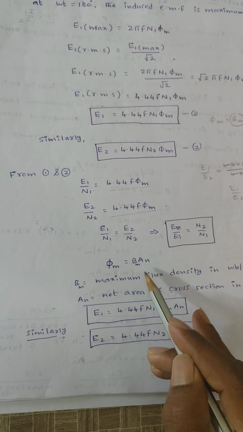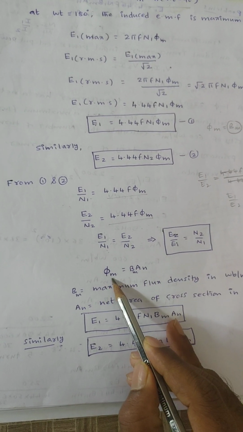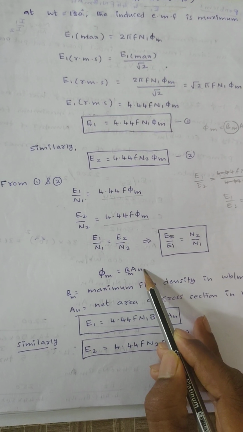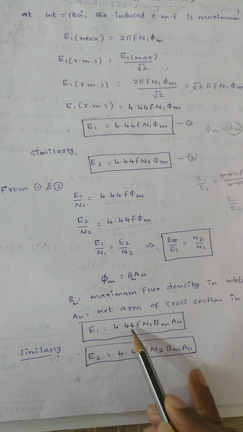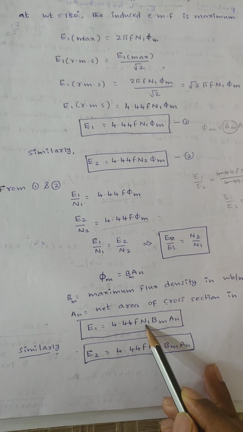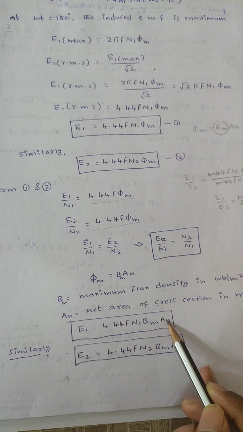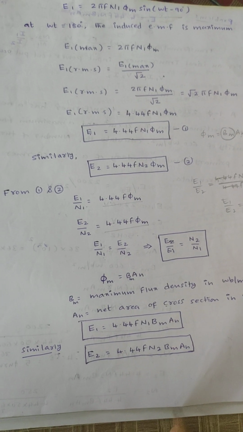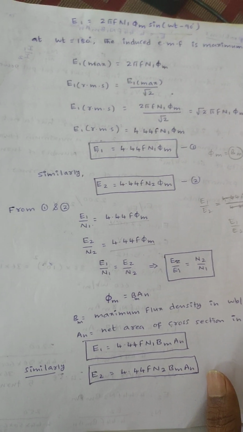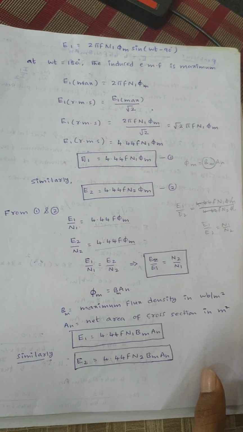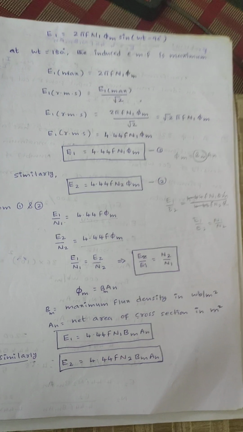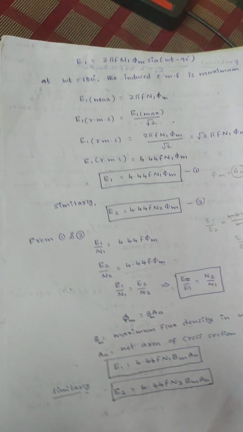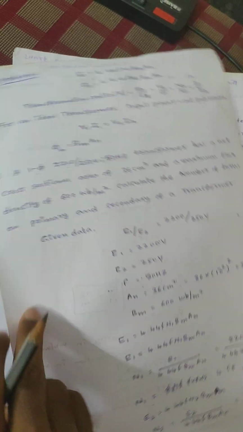These points were already discussed. If I substitute phi m equals Bm into An, E1 equals 4.44 f into N1 into Bm into An. Similarly, E2 equals 4.44 f into N2 into Bm into An. In this way we can derive the EMF equation of a transformer.